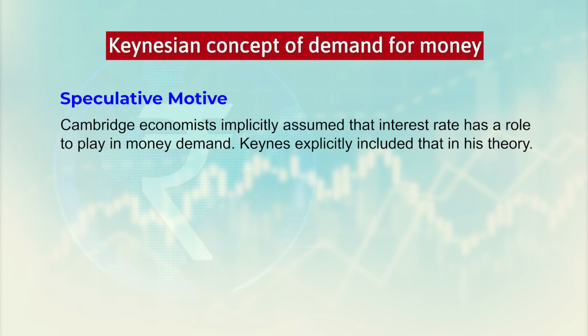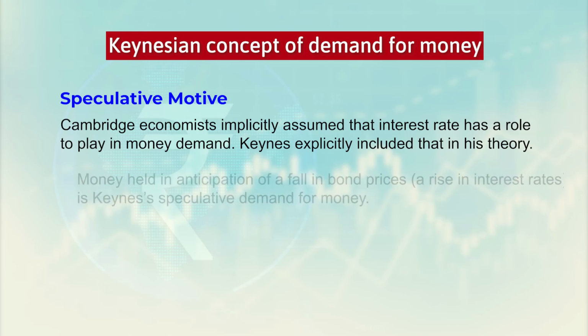Students, please remember that in Cambridge economics or the Cambridge approach, they implicitly assume that the interest rate has a role to play in the money demand function, but they didn't include the role of interest rate in the money demand function. Keynes did this. Keynes introduced the idea of how interest rate is affecting the demand for money.